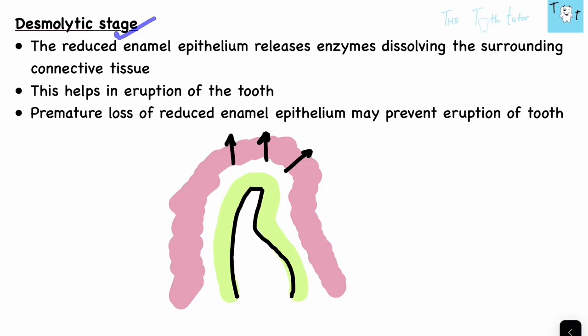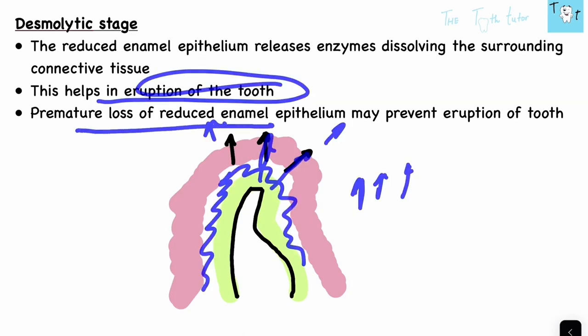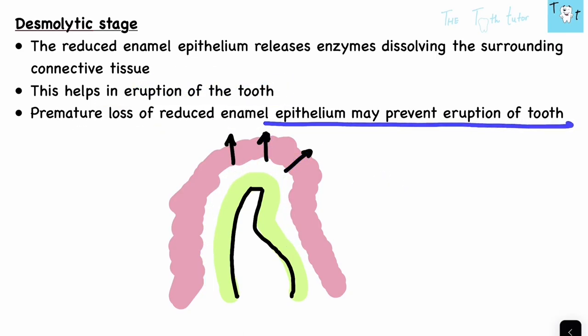Now the desmolytic stage. What happens in the desmolytic stage is the reduced enamel epithelium releases enzymes dissolving the surrounding connective tissue. So this is the whole tooth and I have this membrane over it. Now it has to erupt. So what will this reduced enamel epithelium do? It will release enzymes which will dissolve the tissue surrounding the tooth, so that the eruption can take place and the tooth can move upwards. This helps in eruption of the tooth. Premature loss of reduced enamel epithelium may prevent eruption of the tooth, because then there will be nothing remaining to secrete the enzyme and cause the eruption.